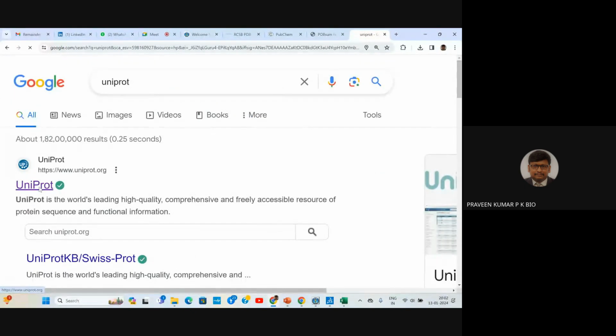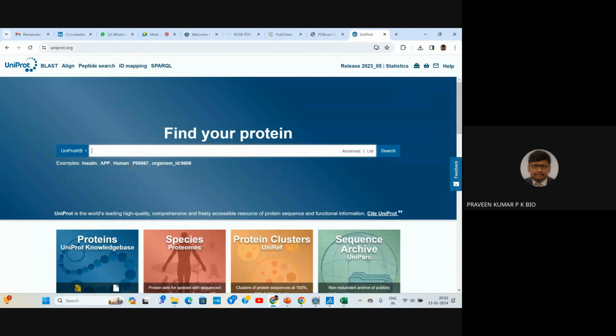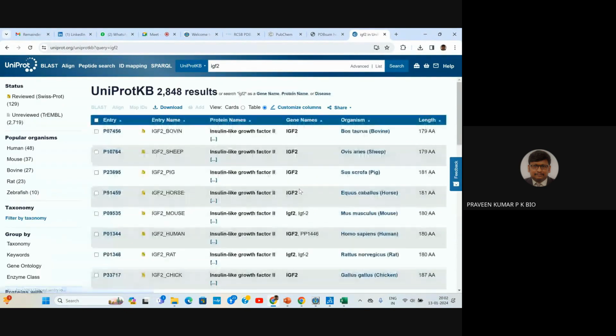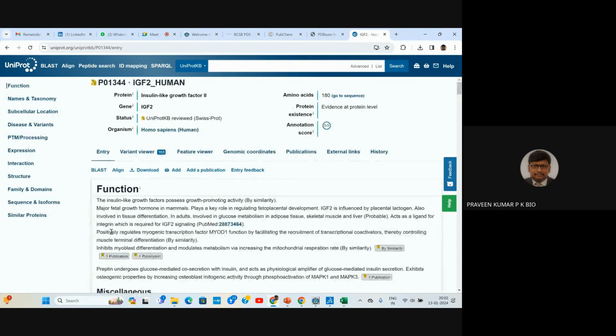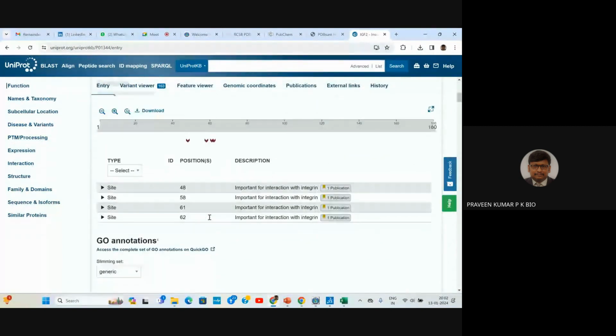For example, if you want to find the binding sites of IGF2, simply type IGF2. You'll get receptors, and if you are working on human, check for the human one. So click this UniProt ID. I've gone for the IGF2 human. Go for the binding sites by scrolling down.